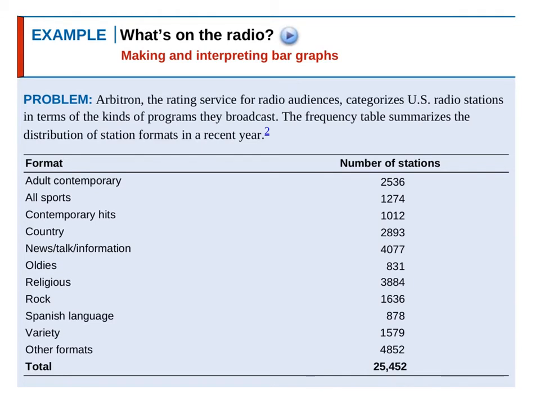All right, let's take a look at this example. What's on the radio? So a rating service categorized U.S. radio stations in terms of the kinds of programs they broadcast. The frequency table summarizes the distribution of station formats in a recent year. So we've got adult contemporary, we've got country, oldies, religious, rock, Spanish language, etc. We've got our number of stations here. We're going to turn this into a bar graph.